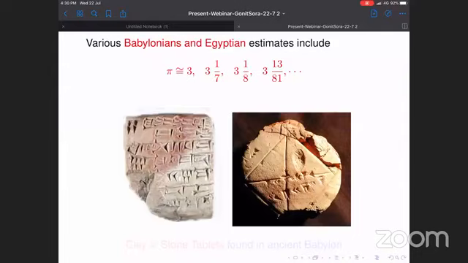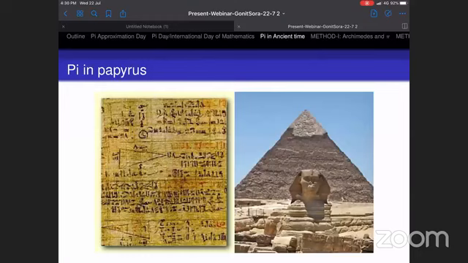Pi in papyrus, this is the MS papyrus. Here you can see that some calculations are going on, and these are related to pi and other mathematical formulas.